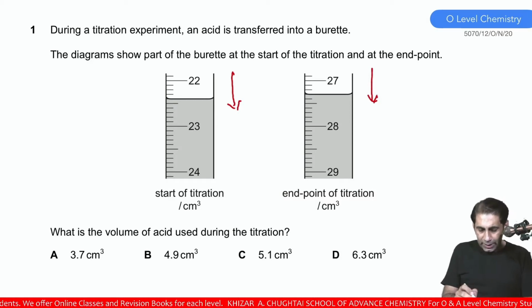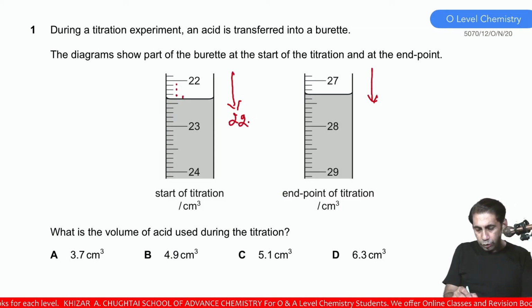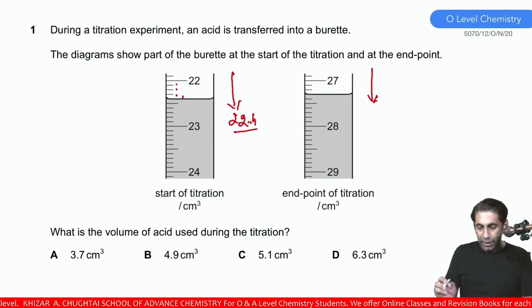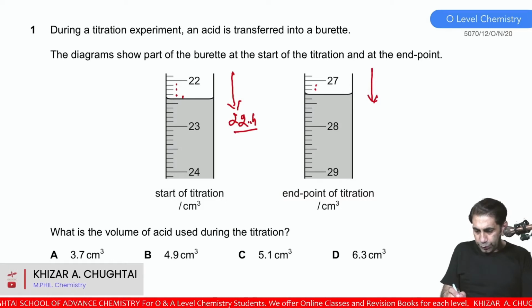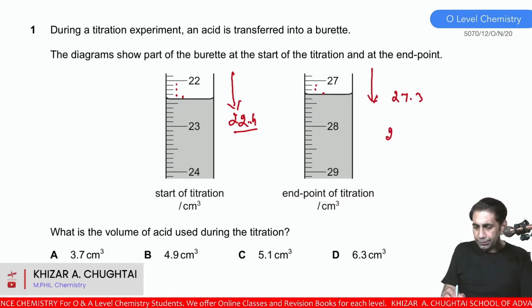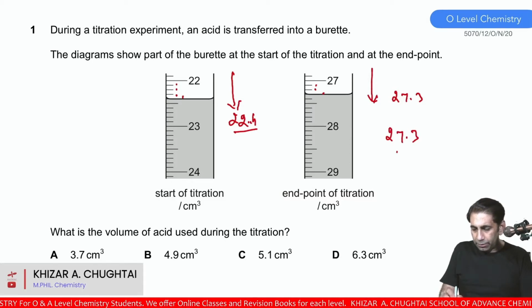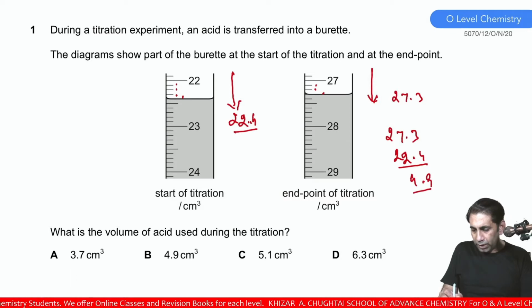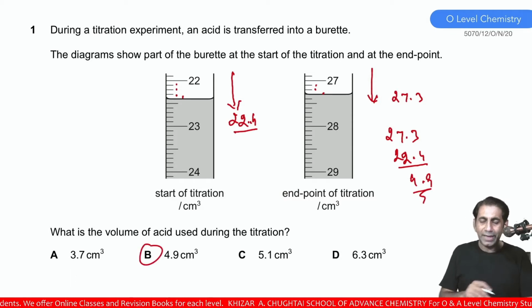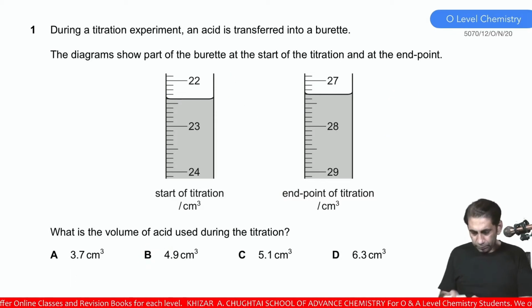So what is the reading over here? 22, 22.1, 22.2, 22.3 and 22.4 at the beginning, and finally 27.3 over here. What is the difference? 27.3 minus 22.4, and the answer is 4.9. So B is the correct option.